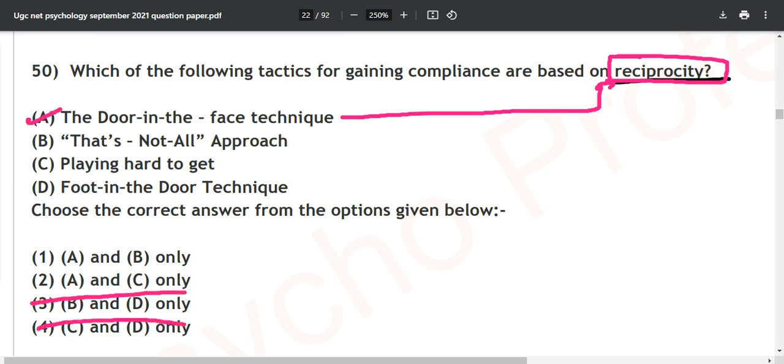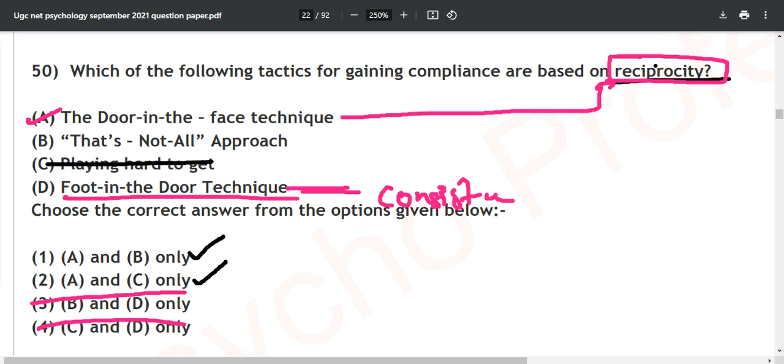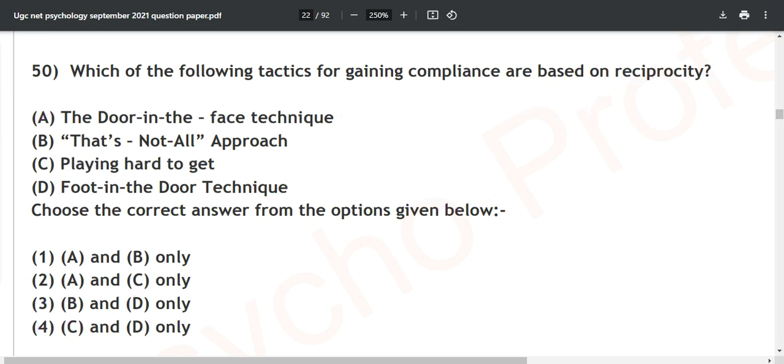Either A and B is correct or A and C is correct. Foot in the door technique is not based on reciprocity, it is based on consistency. And playing hard to get is also not based on reciprocity. So the correct answer is the door in the face technique and the that's-not-all approach.